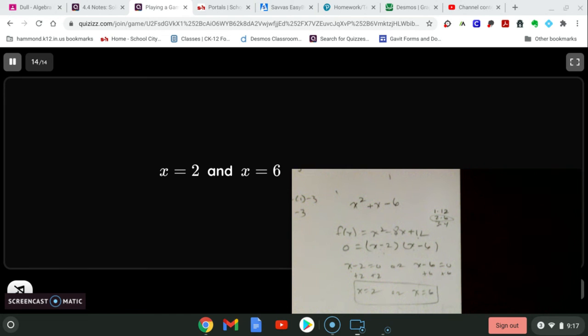So this is your process for using the zero product property to be able to solve quadratics by factoring. And we're going to get a chance to get some practice on this in a Desmos activity.